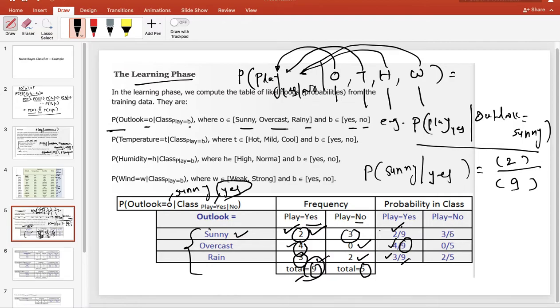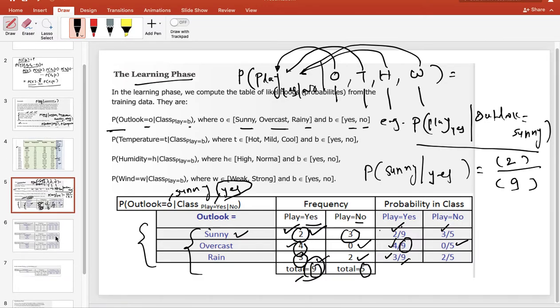Similarly, probability of no. There are a total of 5 no's. We did not play on 5 days, and out of those 5 days, 3 days it was sunny weather, right? Similarly, we did not play a total of 5 days, and out of those 5 days, overcast was 0. On no day was it overcast weather, right? So that is how we compute the probabilities.